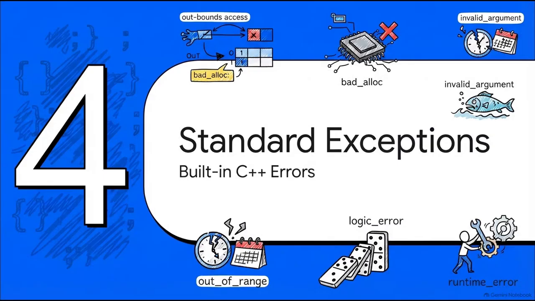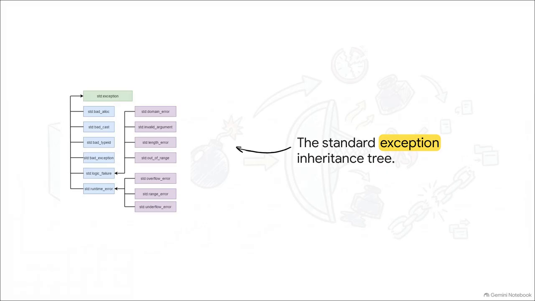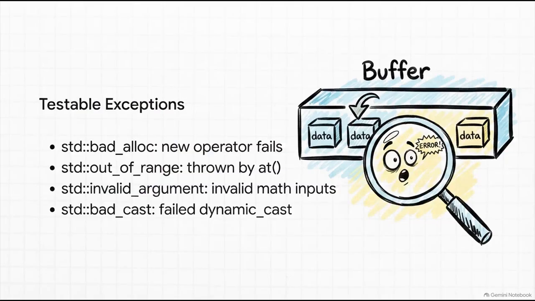Let's move to Section 4, C++ standard exceptions. These are the built-in C++ errors. This is a fantastic blueprint of the std::exception parent class and all its children. The C++ standard library has this built-in hierarchy, and it's categorized broadly into logic errors, which are theoretically detectable just by reading the code, and runtime errors. For your exam, you are definitely going to want to memorize these highly testable standard exceptions.